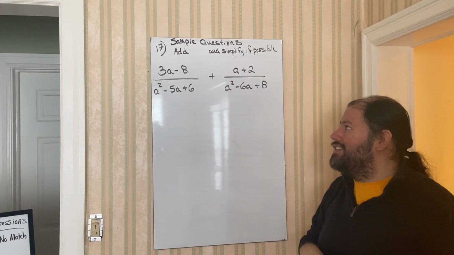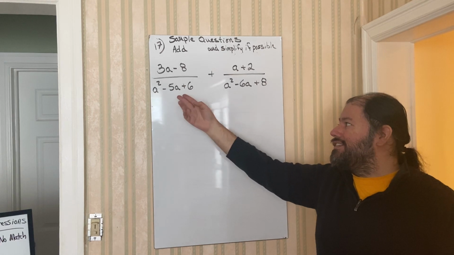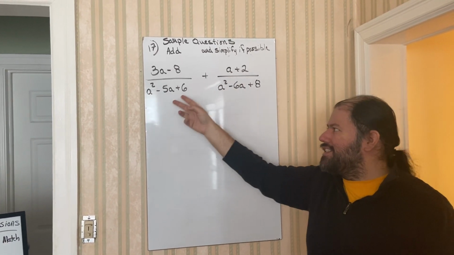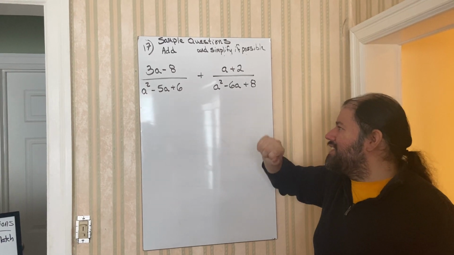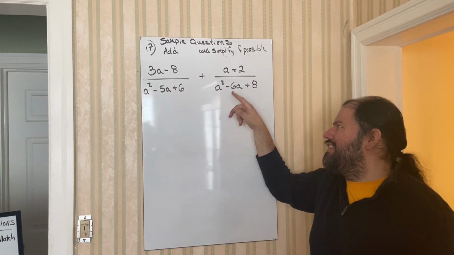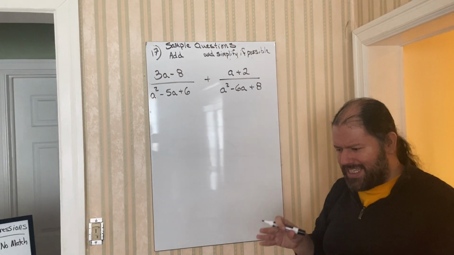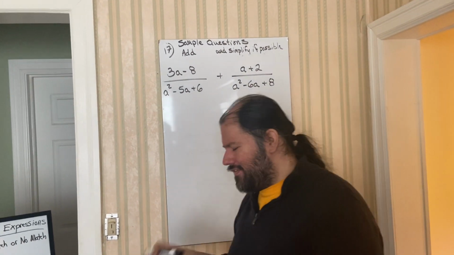Anytime that I'm adding rational expressions, you know I'm going to have to see if this is a match or no match. You can see it does not match. Yeah, you have an a squared and a squared, but nothing else matches. Negative 5a, negative 6a, 6 and 8. So definitely not a match. Remember, it has to match exactly. So we need to find an LCD.